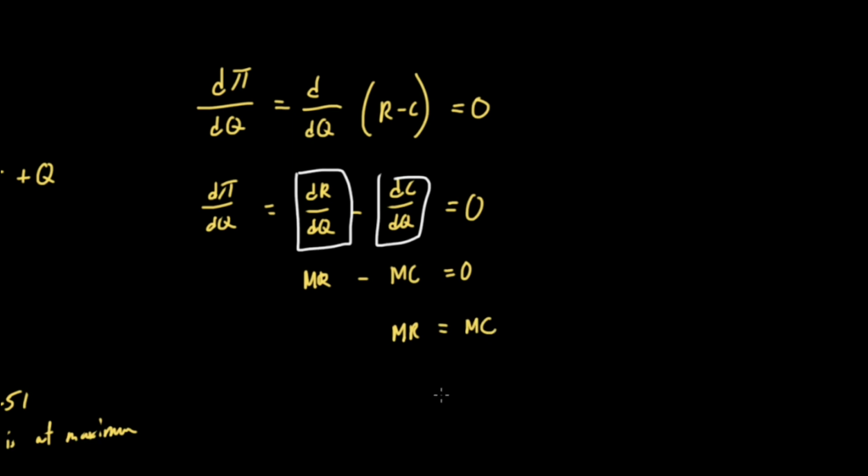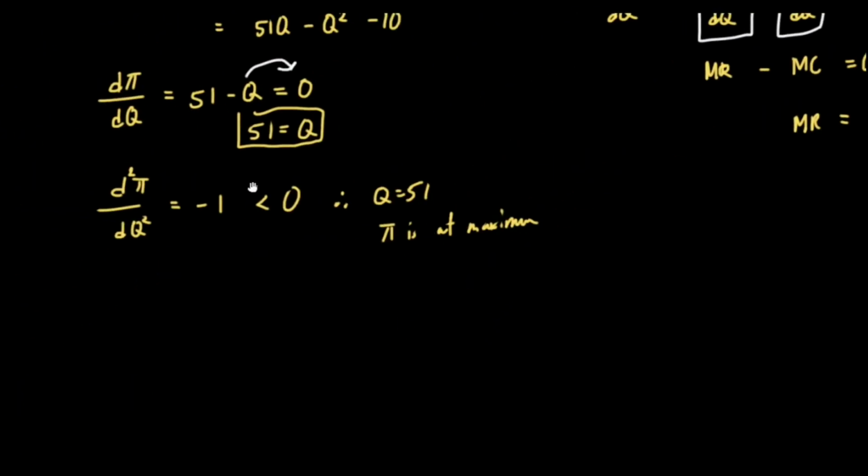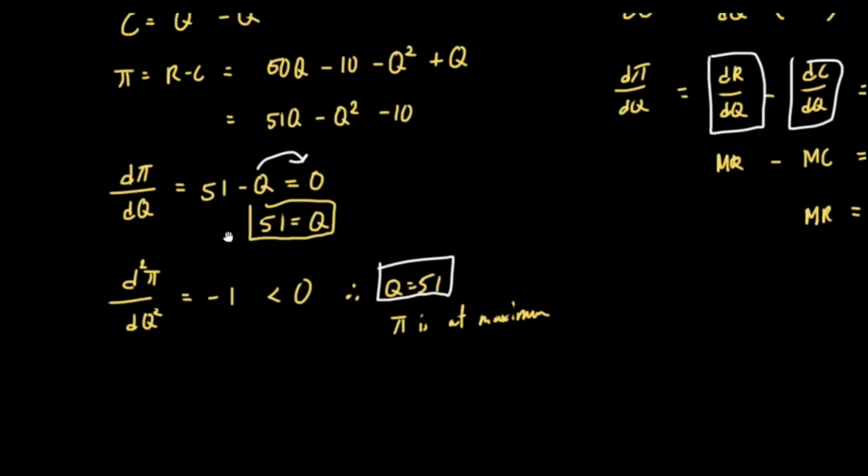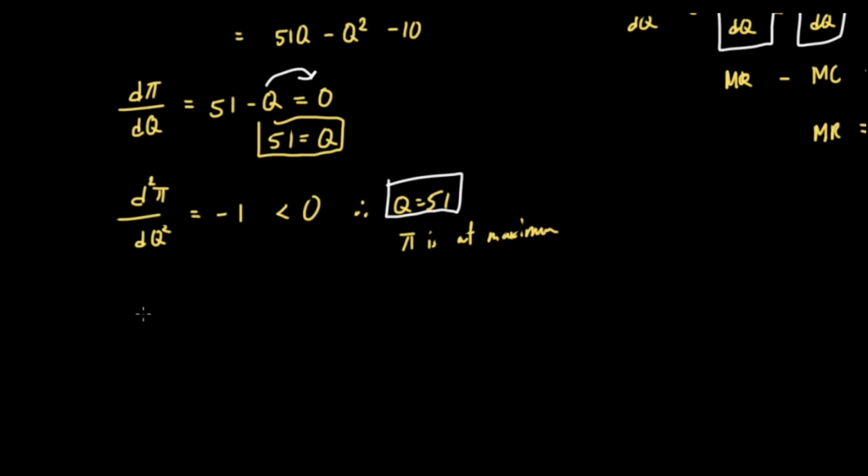I forgot to mention, let's go back here in our example. We found out that when q is equal to 51, pi is at a maximum. But then what price does the monopolist set, or what price do the consumers get once this firm decides the quantity it wants to produce? Well, it depends on the demand curve. So the firm is trying to decide price based on quantity, so p here is a function of q.